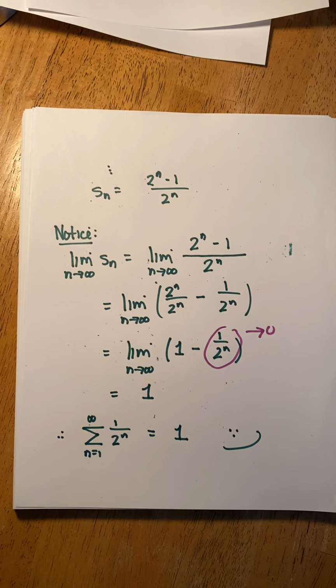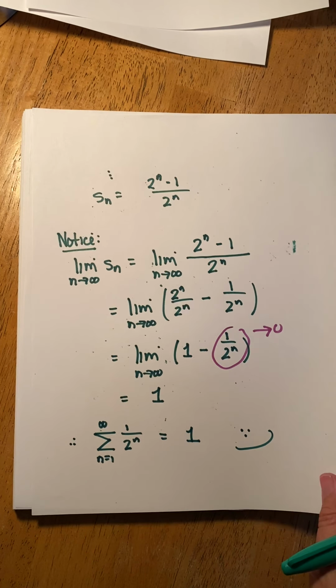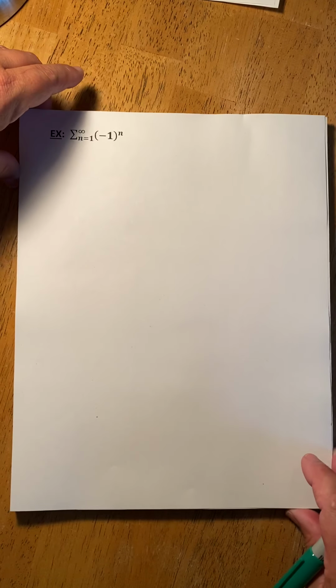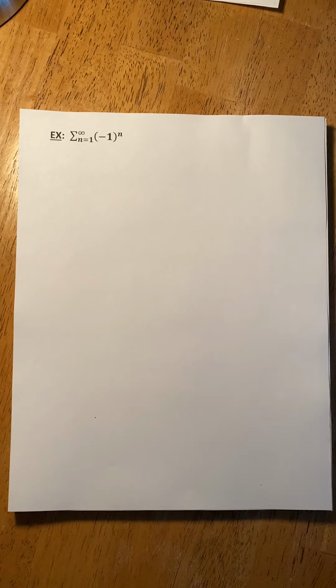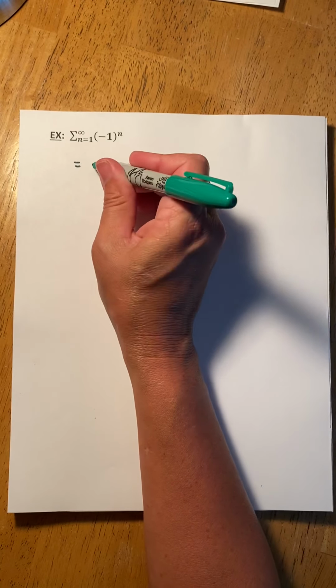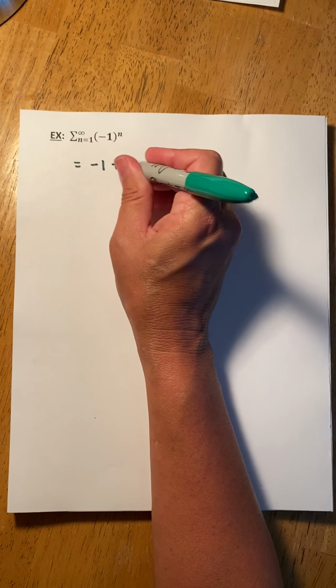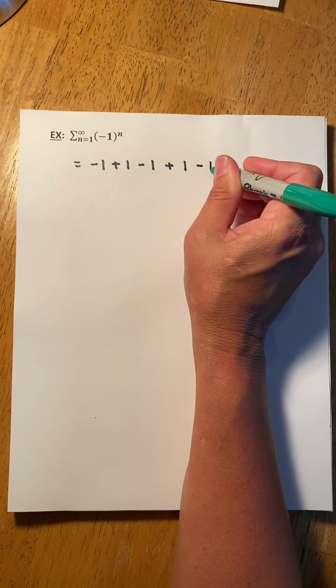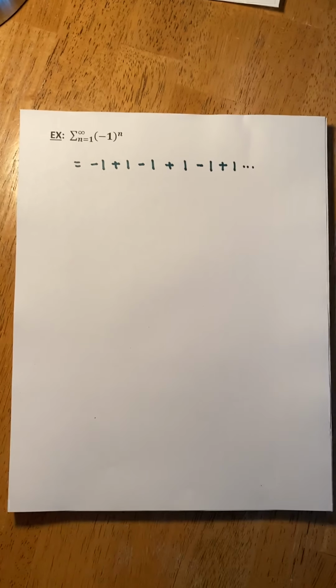All right, let's check another one, because these were really fun. Let's look at this simple series, negative 1 to the n power. Well, negative 1 to the n power is looking at, well, if n is 1, it's negative 1. If n is 2, it's positive 1. If n is 3, it's negative 1, positive 1, negative 1, positive 1, forever.